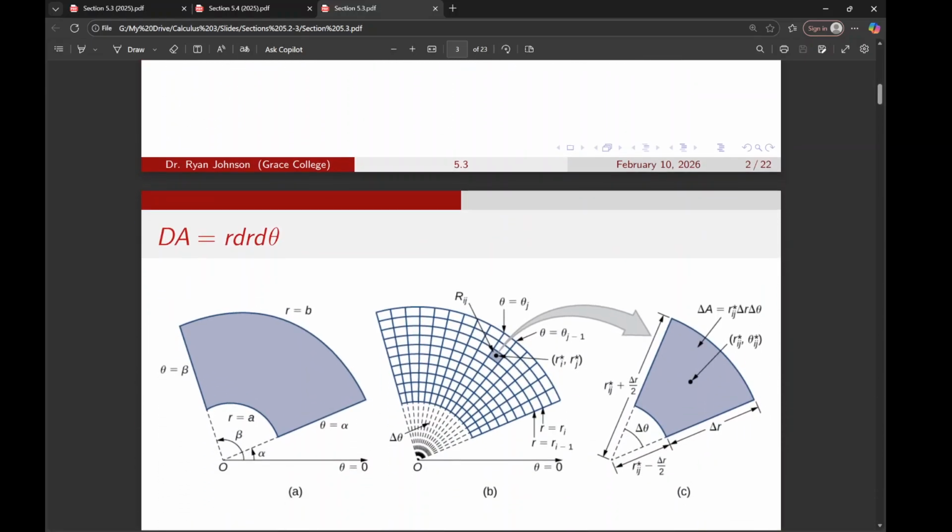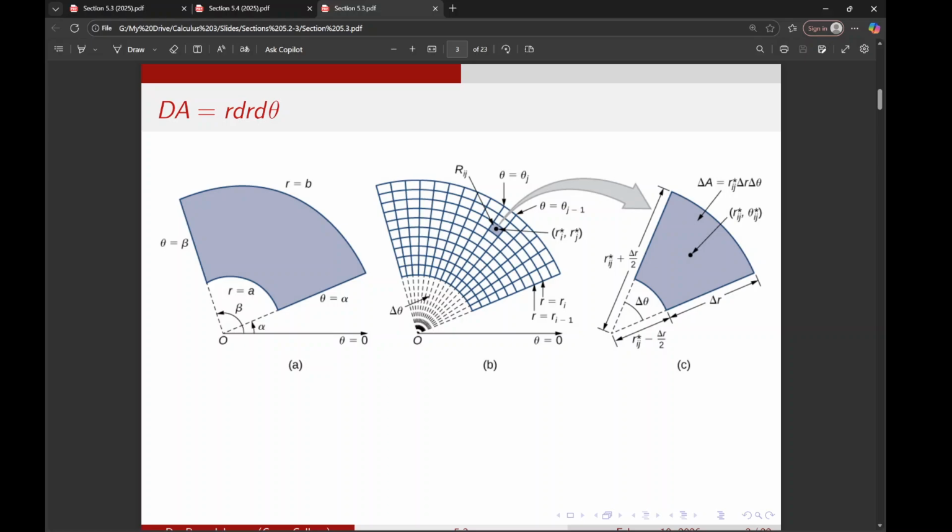Okay, let's dive right in. Remember when we have double integrals, we can have a dA over a region, or you could write it as a dx dy. But in polar coordinates, our dA is going to be different. Instead of adding up little boxes, we're going to add up little pieces that look like this. This is kind of an exaggeration here.